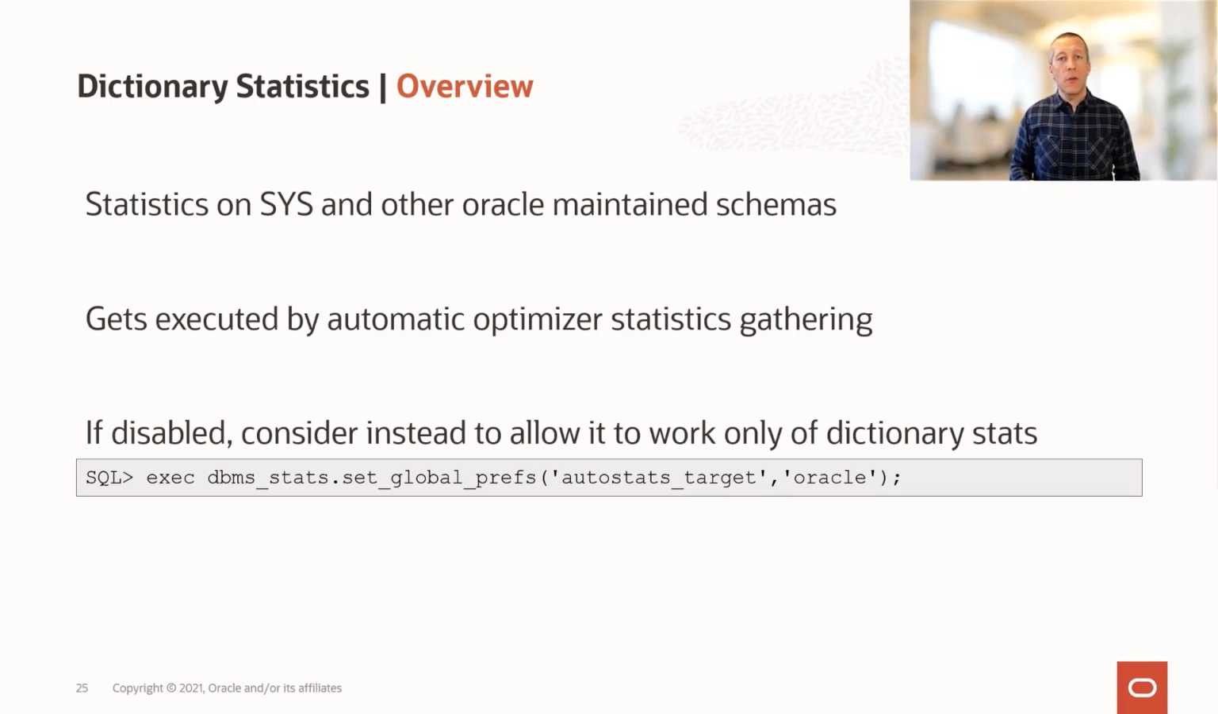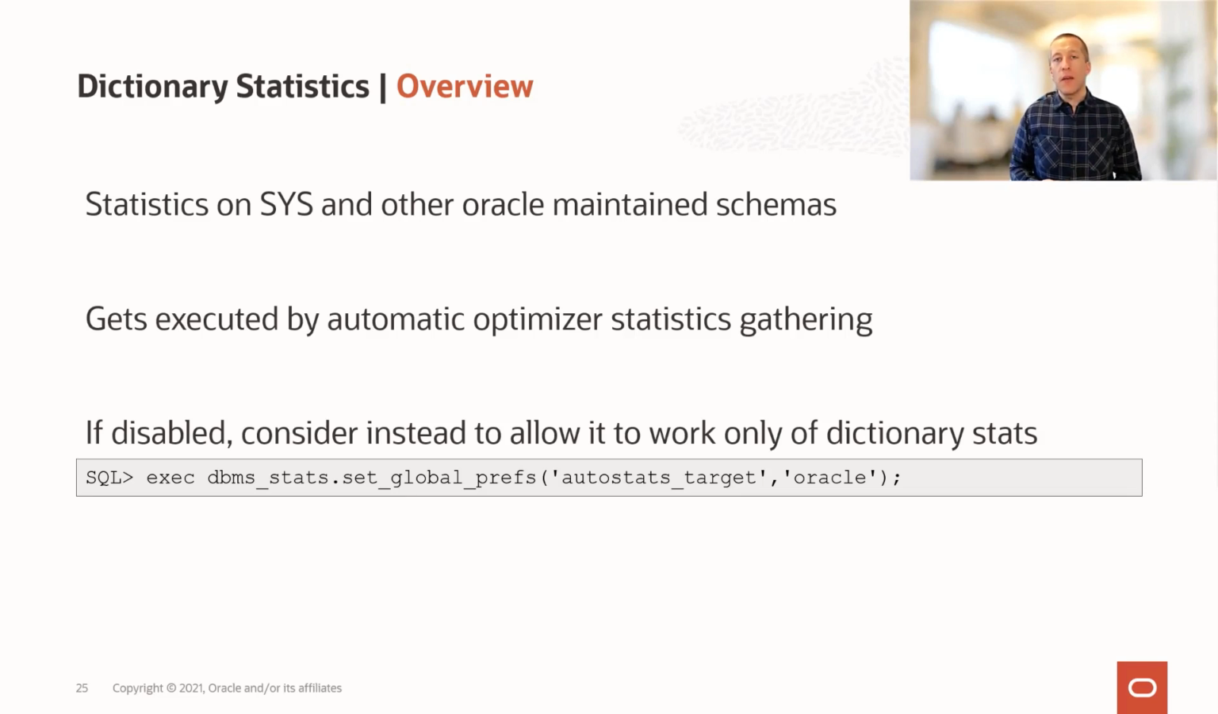However, I know that some of you prefer to disable the automatic maintenance task and gather statistics on your own. If you do that, you can change the automatic maintenance task to only work on the dictionary stats by changing the auto stats target to ORACLE. Then you can still have the maintenance task gather good statistics in your dictionary, and you can maintain other statistics yourself.